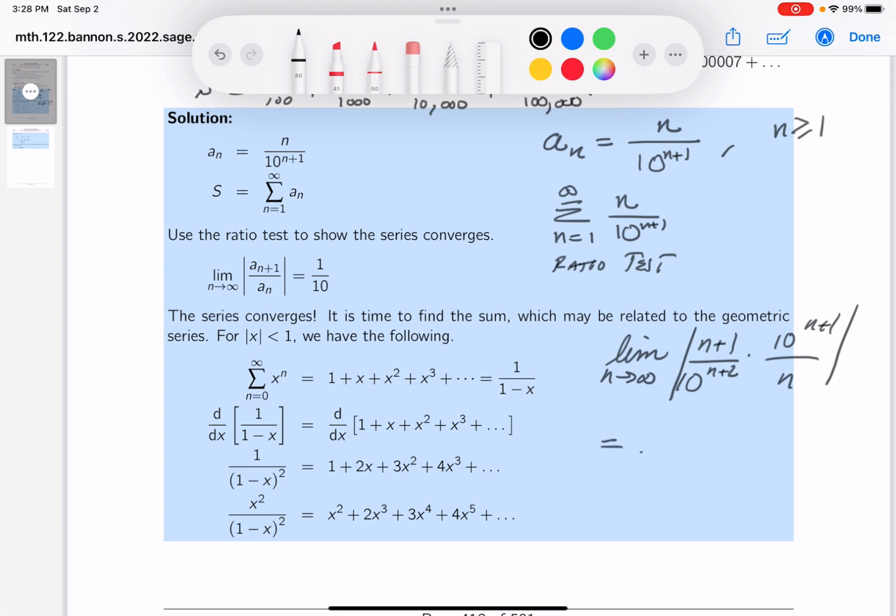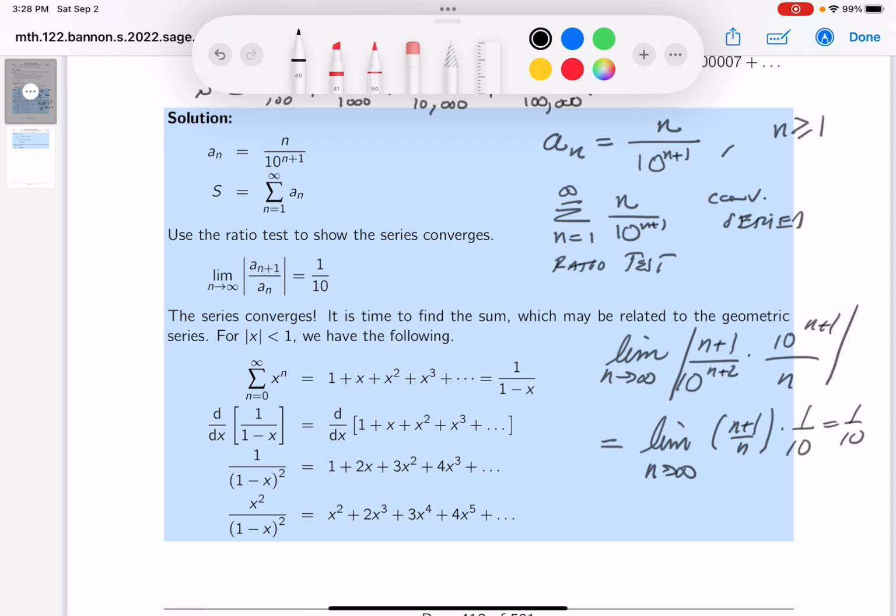Well, let's keep going. Limit as N goes to infinity. I can move the absolute value thing pretty easily. And you get N plus 1 over N times, let's see, that's going to be 1/10. Well, as N goes to infinity, the N plus 1 over N goes to 1. And 1 times 1/10 is 1/10. So what do I know about this over here? This is a convergent series. I may not know what its sum is, but I know it converges to something.